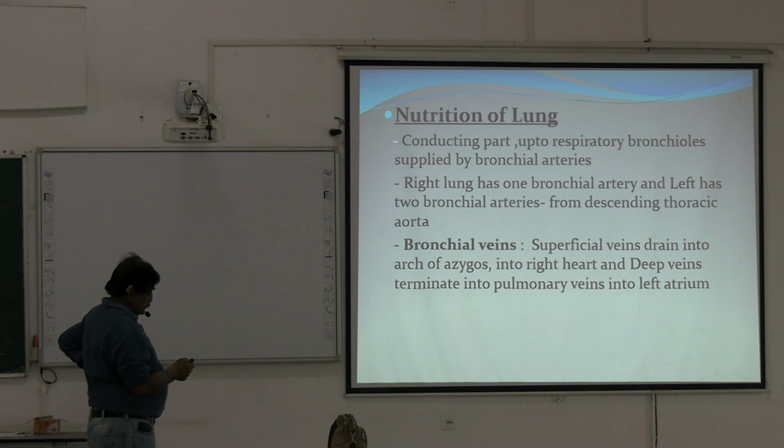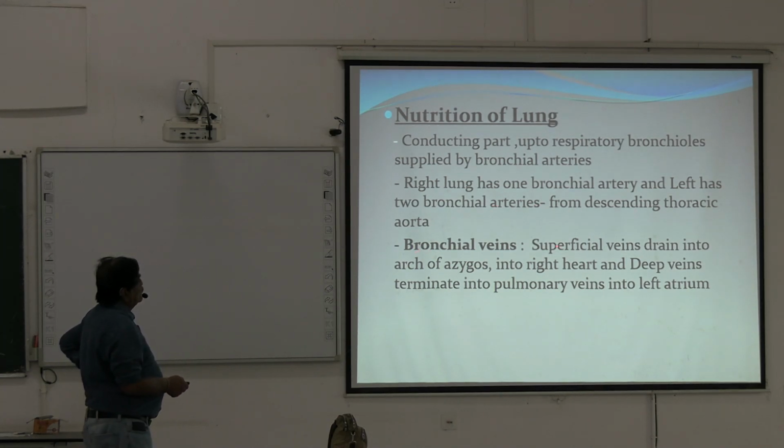Nutrition of the lung: conducting part up to respiratory bronchioles is supplied by bronchial arteries. Right lung has one bronchial artery and left has two bronchial arteries from descending thoracic aorta. Now bronchial veins, this is important. Conducting part up to respiratory bronchiole is supplied by bronchial arteries. Right lung has one bronchial artery, whereas the left has two bronchial arteries from descending thoracic aorta.